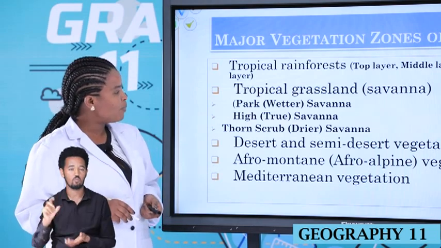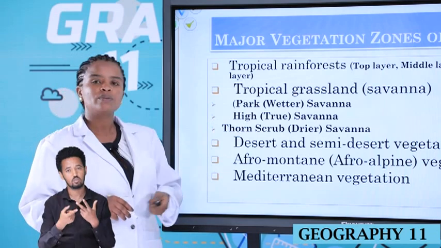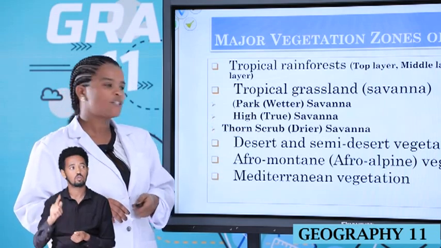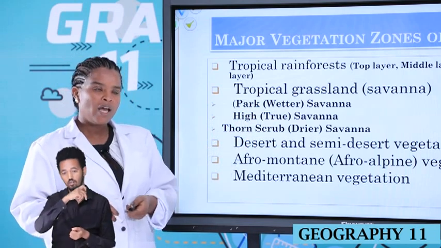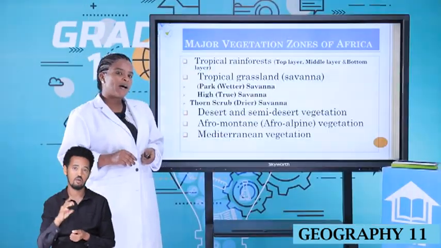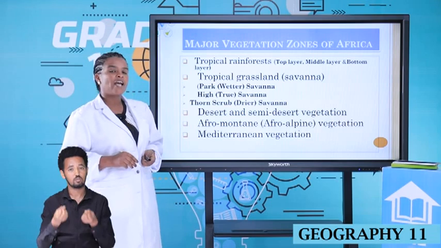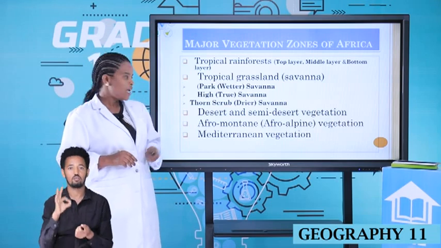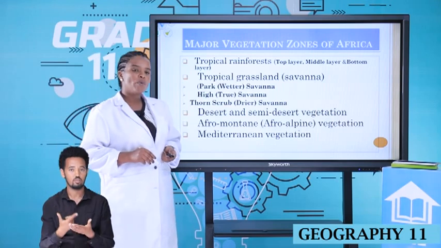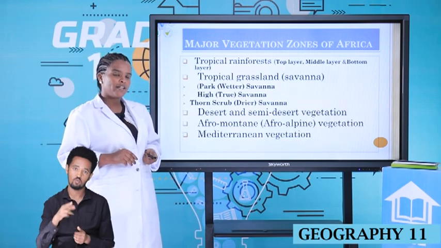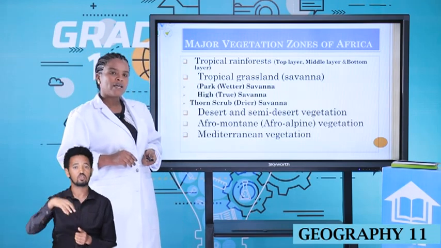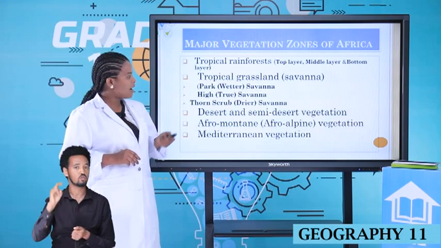The second type of savanna is true savanna. It is found between wet savanna and dry savanna. It is dominated by many grasses and scattered trees. This type of savanna is mostly found in southern Kenya, Zimbabwe, and also in western Africa.